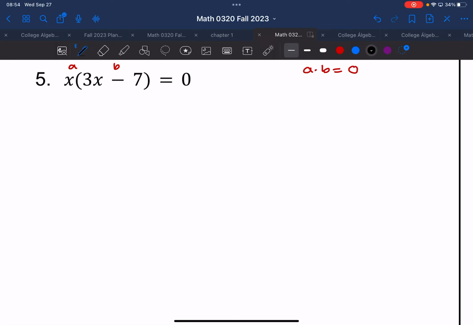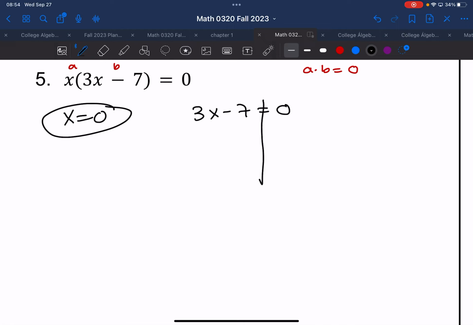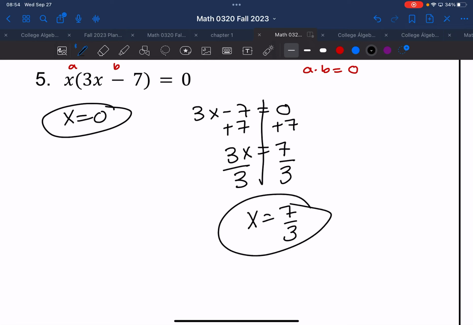So in this case, since x is our A term, we would just write x equals 0. And that's right away our first answer. X equals 0. Then we would take our second term, that parentheses, 3x minus 7, and set it equal to 0. And then in order to do that, we have to add 7 to both sides, and we get 3x is equal to 7. Divide by 3, x is equal to 7/3. Okay, so here we still have two answers, even though we didn't have two specific parentheses.